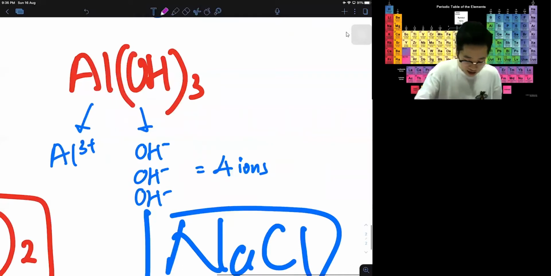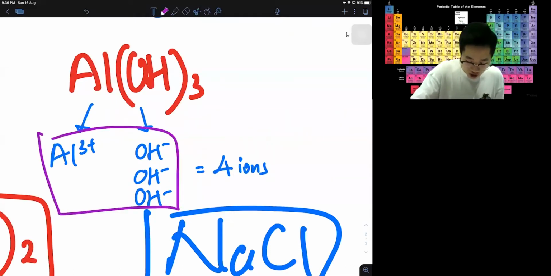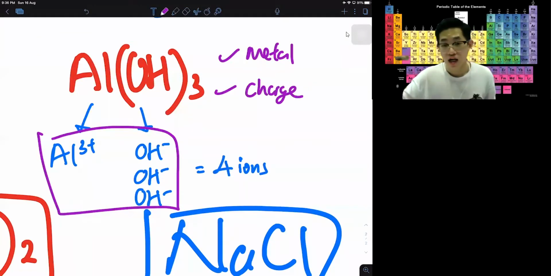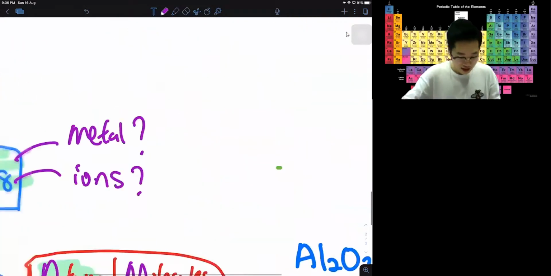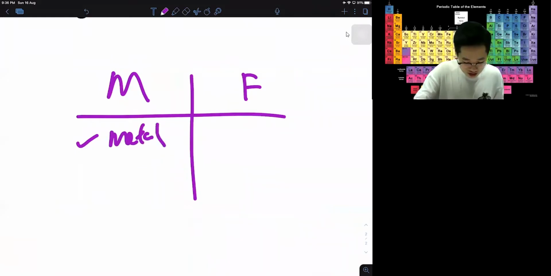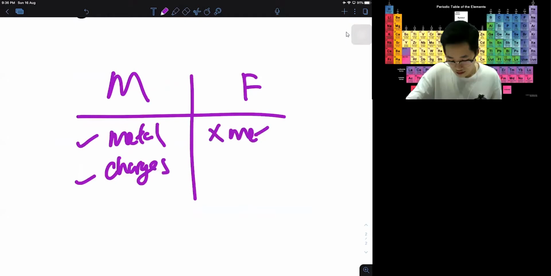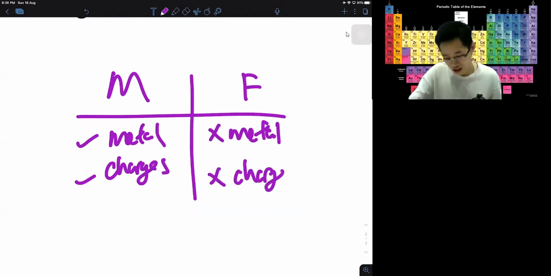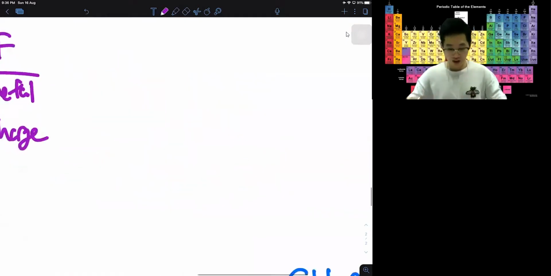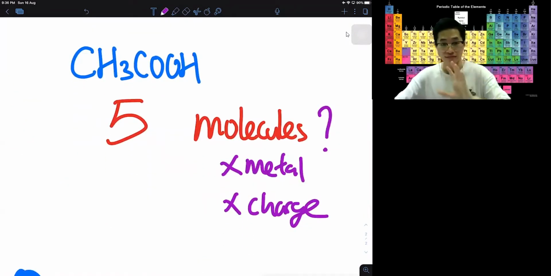Formula, you see, got metal, the aluminium, and they have charge. If you do know, you better write down. Molecule and formula, the difference is: formula got metal, got charge; molecule no metal, no charge. So this one, they are all non-metal, so they must be a molecule.